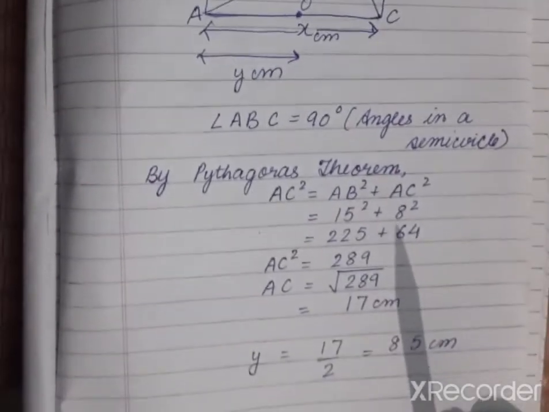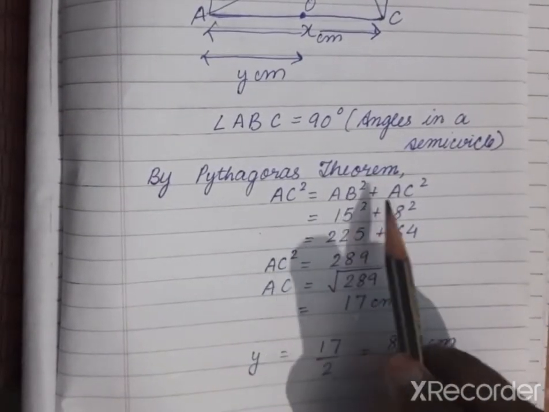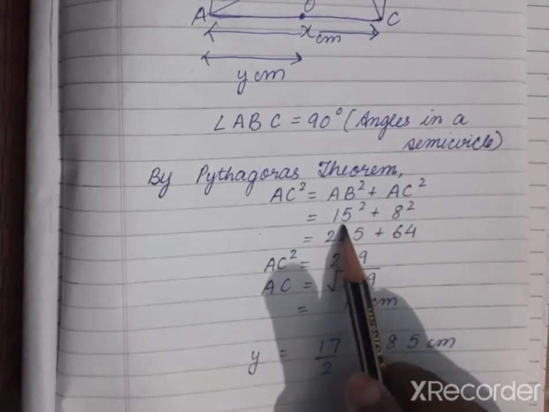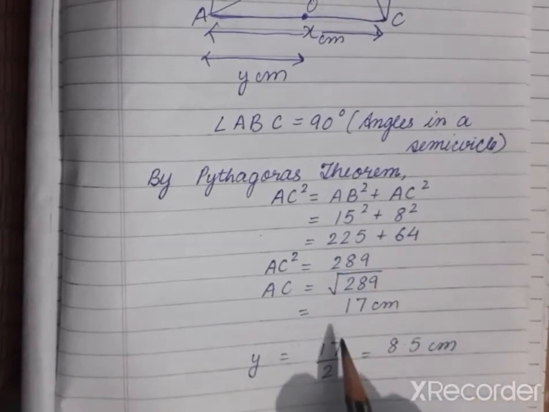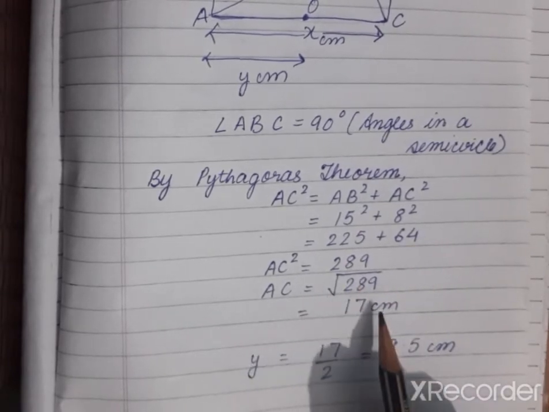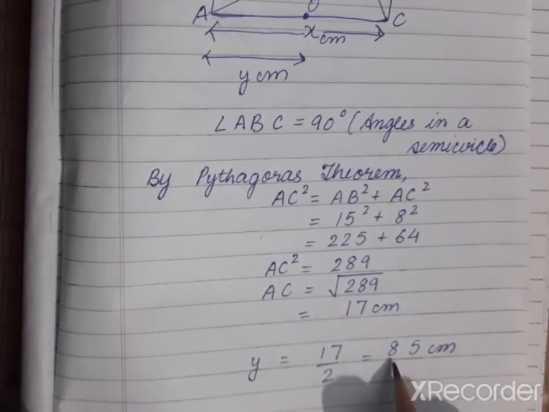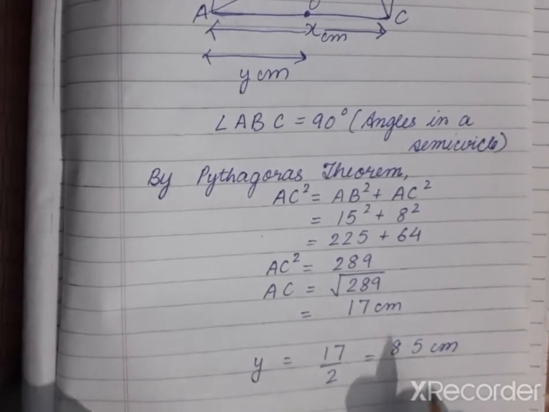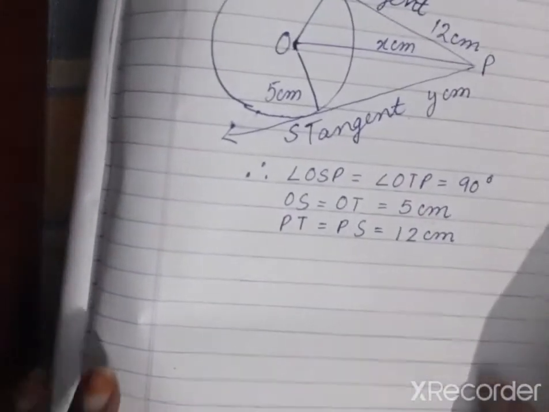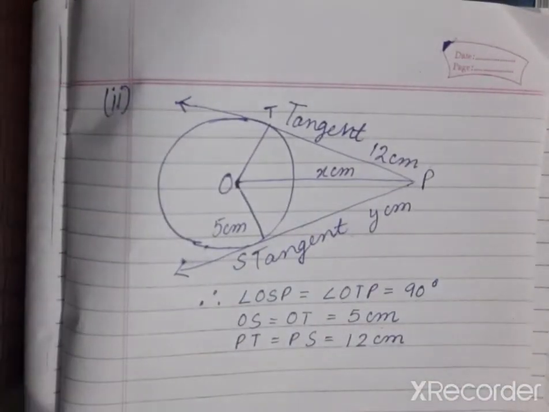By using Pythagoras theorem, we can use this formula: AC square is equal to AB square plus AC square, that is equal to 15 square plus AC square. Means AC square will come 289, means AC will be equal to 17. Means Y is equal to 17 upon 2, that is Y equals 8.5. Now question number 2 I will explain to you. You will do it on your own.